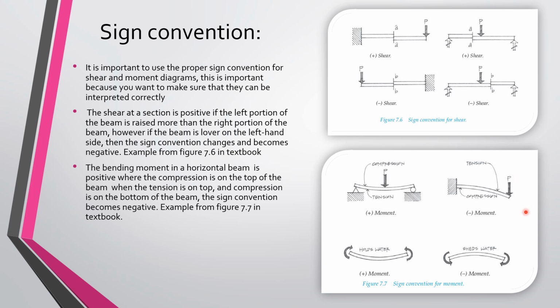And then for this one, figure 7.7, it basically just shows that if the compression is on the top of the beam, then the sign convention for moment will be positive. However, if the tension is on the top of the beam and the compression comes from underneath the beam, then it's going to be negative. So the sign convention will change depending on where the tension and compression are, especially in terms of this figure right here, 7.7.